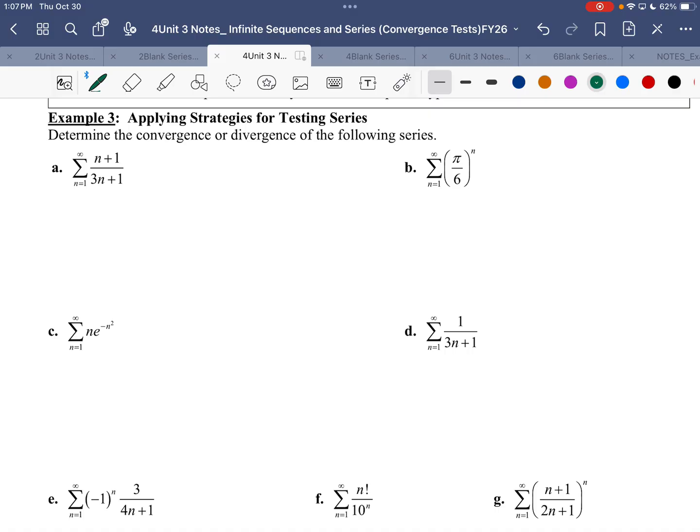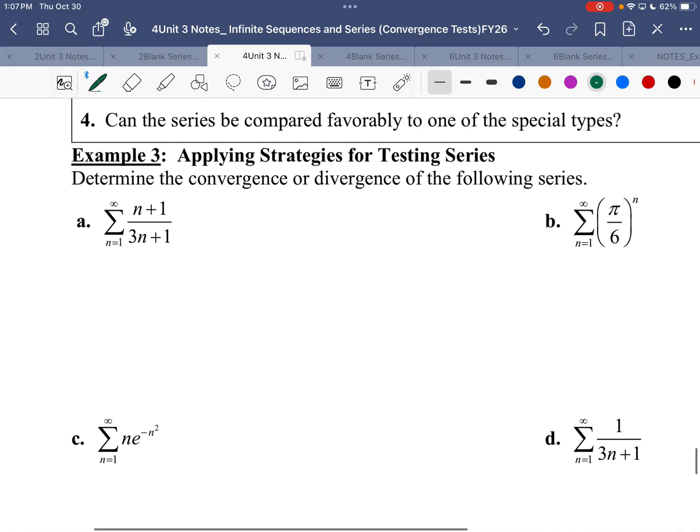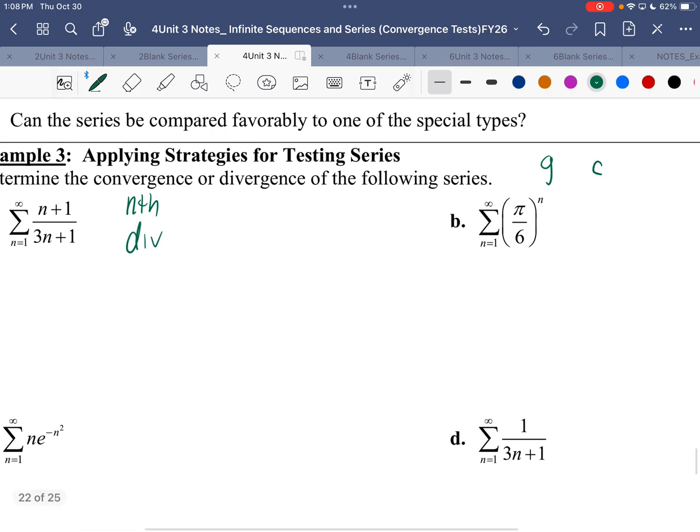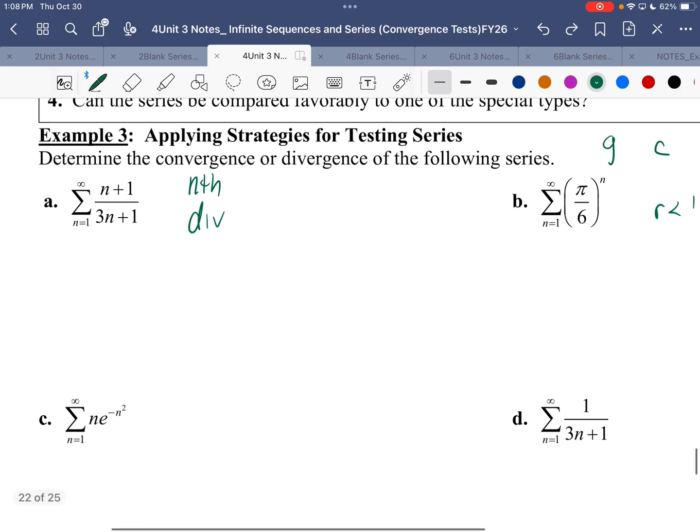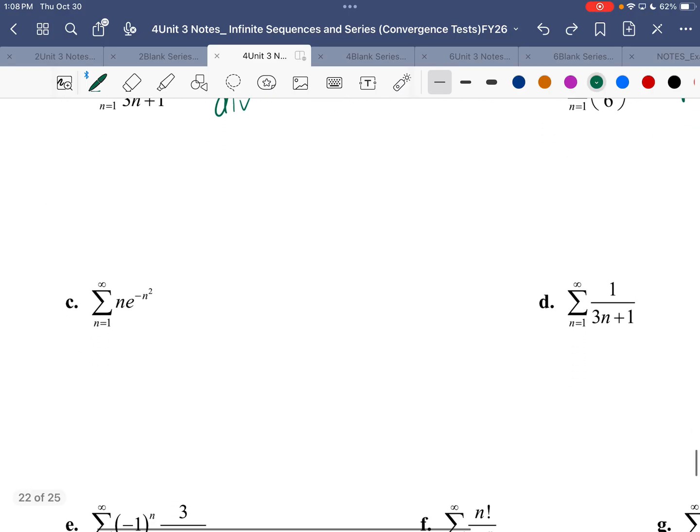All right, so on A, what test? Nth term, and what would it be real fast? Obviously, it has to be diverging if you're using the nth term test. How about B? Geometric, and what would it be? Converging or diverging? Converging, because r is less than 1. Okay, then C.